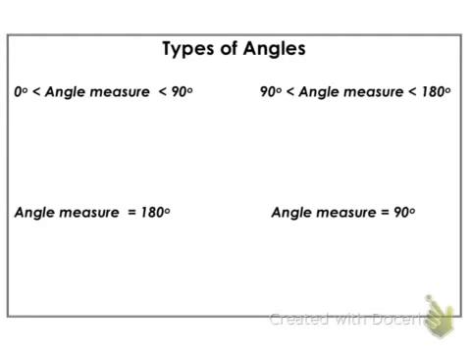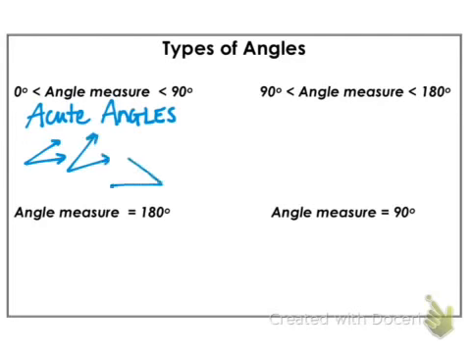Now there are different types of angles in geometry. There's an angle where the measure is greater than 0 degrees and less than 90 degrees. We're talking about angle measures like 1 degree, 2 degrees, 3 degrees, 20, 50, 80, 89 degrees, but always less than 90 and always greater than 0. Those are called acute angles. Different acute angles can look like this, and we can say that's 67 degrees, because that's between 0 and 90, that's 35 degrees, and that's 45 degrees.